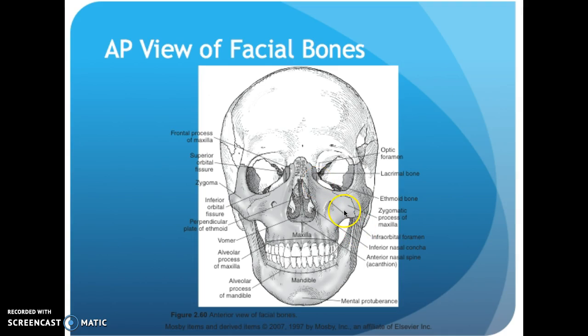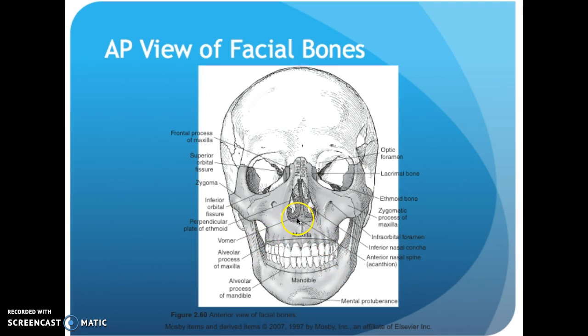You have your zygomatic process of your maxilla. You have your infraorbital foramen. There's a supraorbital foramen also right up top. And going down, we have your inferior nasal concha and your anterior nasal spine, which we call the acanthion. There's a mental protuberance, and across the bottom and across the top, so underneath is the alveolar process of the mandible, and up top there's the alveolar process of the maxilla.